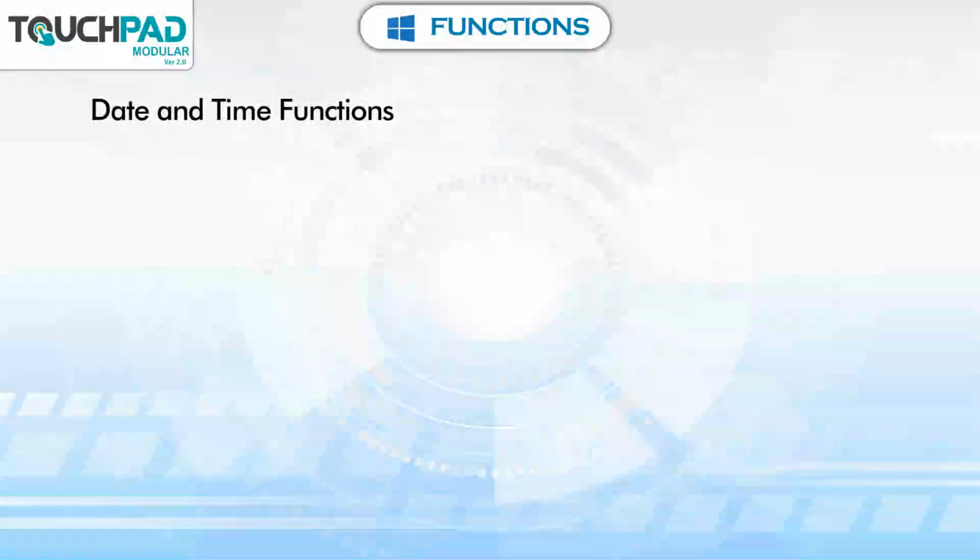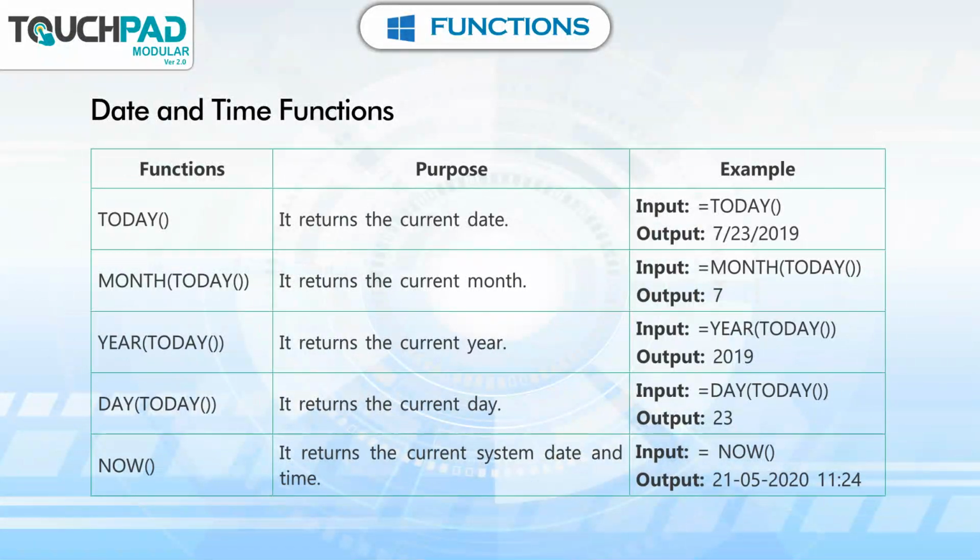Date and time functions. Functions, purpose, example. TODAY() returns the current date. Input: =TODAY(). Output: 7/23/2019. MONTH(TODAY()) returns the current month. Input: =MONTH(TODAY()). Output: 7. YEAR(TODAY()).